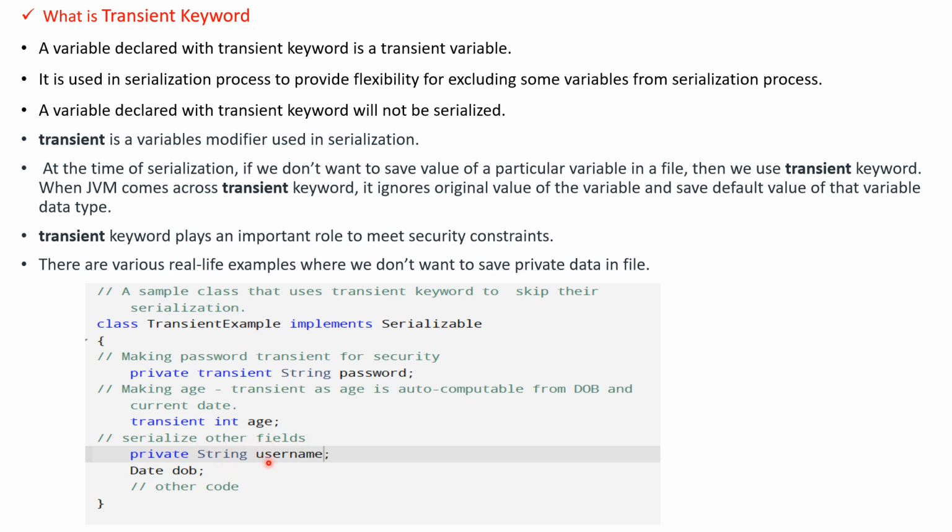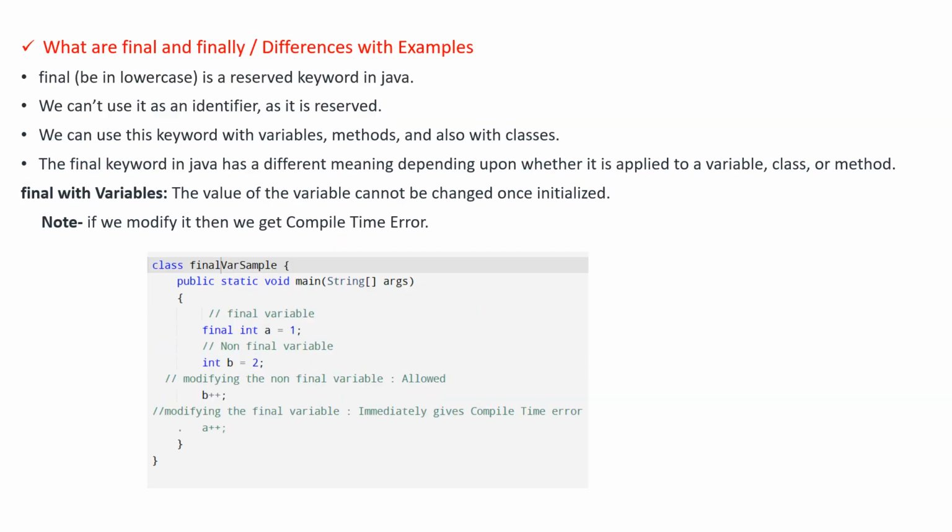Serialize other fields like username and date of birth. These we can share with any website or any information for a bank, etc. We can obviously share our Aadhaar ID, our name, all those things. But password and some other things will be most private, right? So in these scenarios, the transient keyword will be useful. This is the example for that. Hope this is clear. Moving to the next.